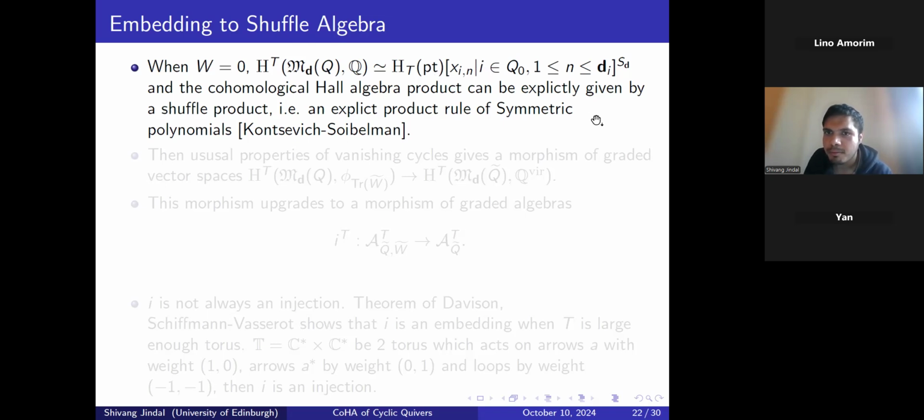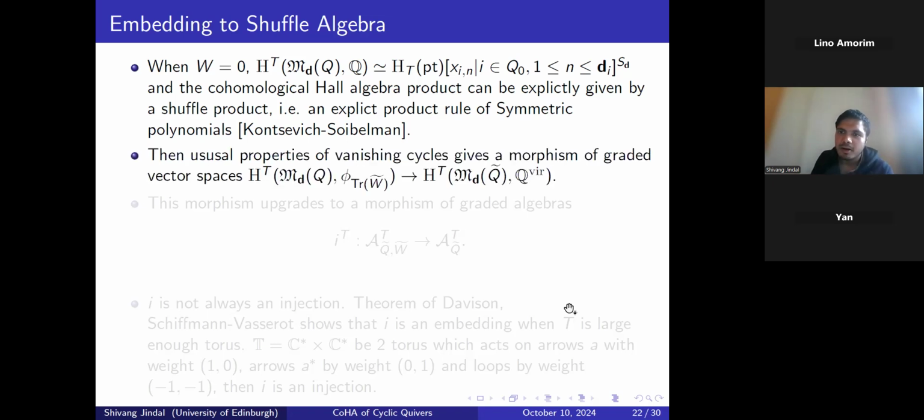It can be identified with a polynomial ring, so a symmetric polynomial ring. And the cohomological Hall algebra product can then be explicitly written in terms of the product of symmetric polynomials. So when the potential is zero, you can still consider the CoHA, and its product is very explicit. You have certain polynomials, and there is a multiplication rule given by a shuffle kind of product. Now, to study quivers with potential, the technique one generally aims for is to get an embedding into an algebra where we can do the product easily. The properties of vanishing cycles allow you to do that, for example.